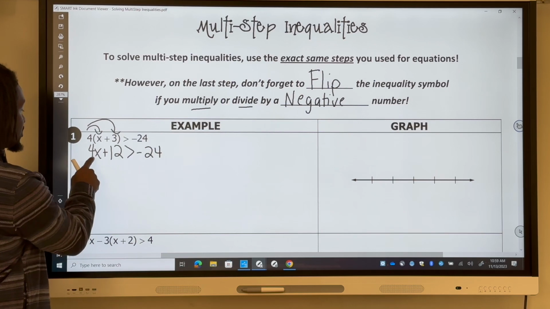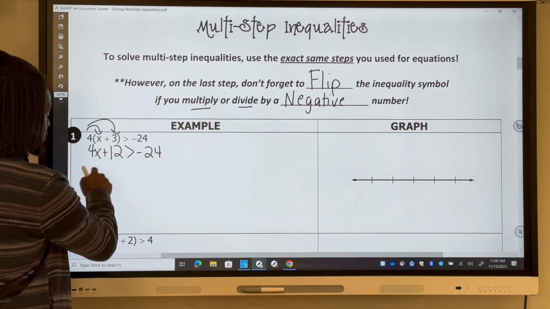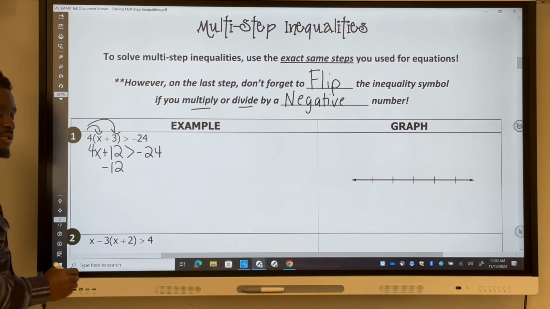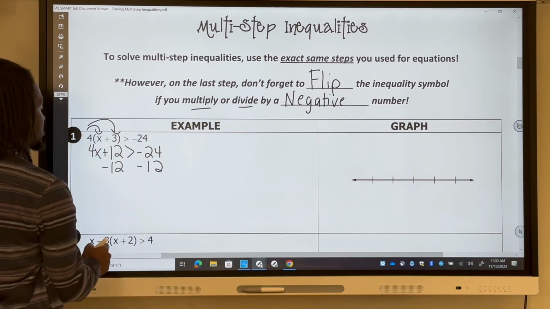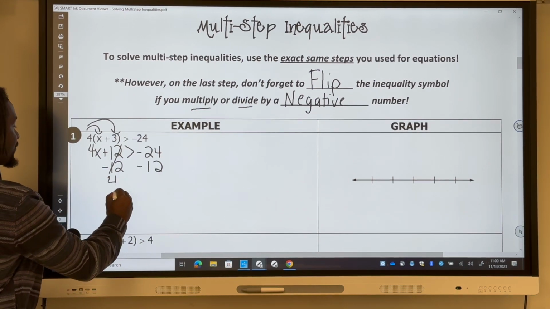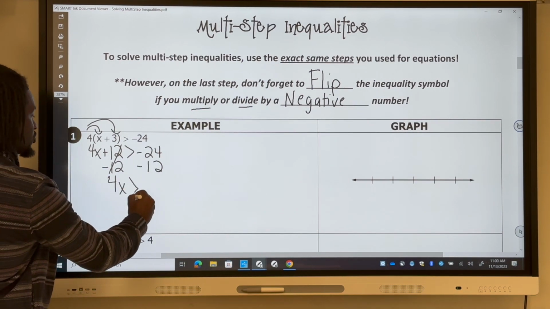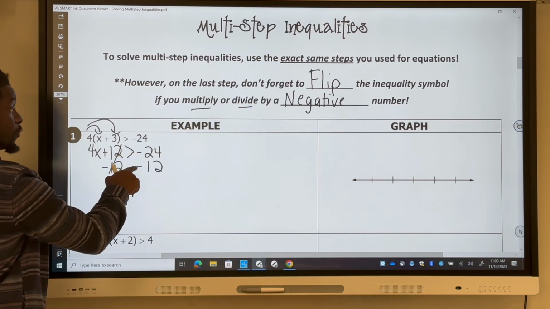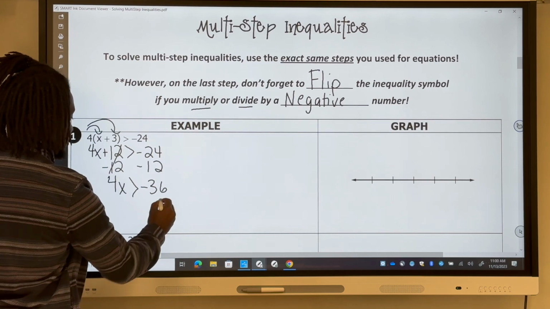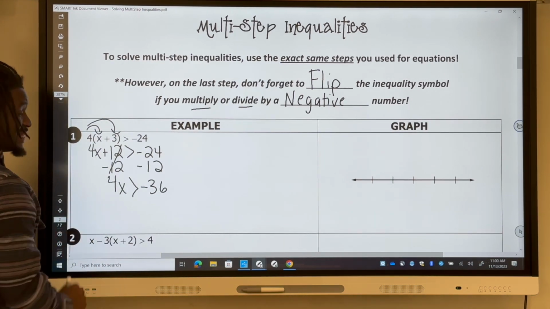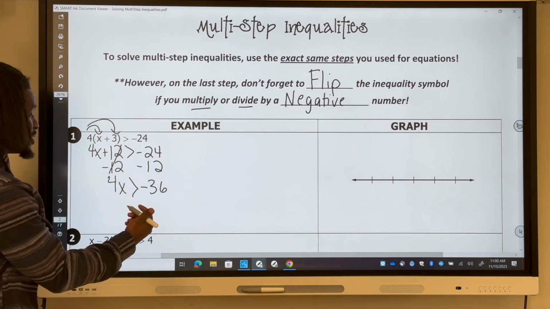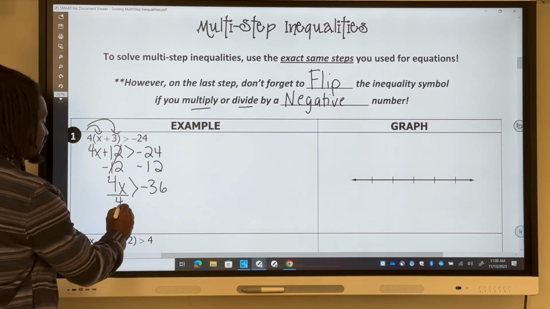Now I want to get the x by itself, so I'm going to get rid of this plus 12, and I'm going to do the inverse operation, which is to subtract 12 on both sides. The 12s are going to cancel, which leaves me 4x, I'm bringing everything down, greater than negative 24 minus 12. That will give me negative 36. Now I'm trying to get the x by itself, so I'm going to get rid of this multiply by 4 by doing the inverse, and I'm going to divide by 4.